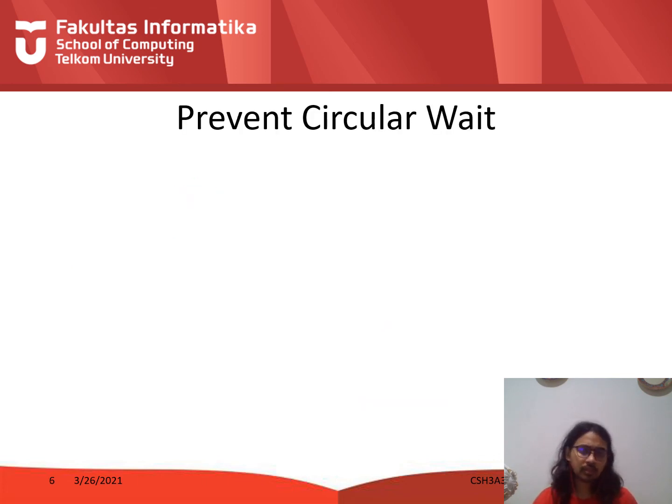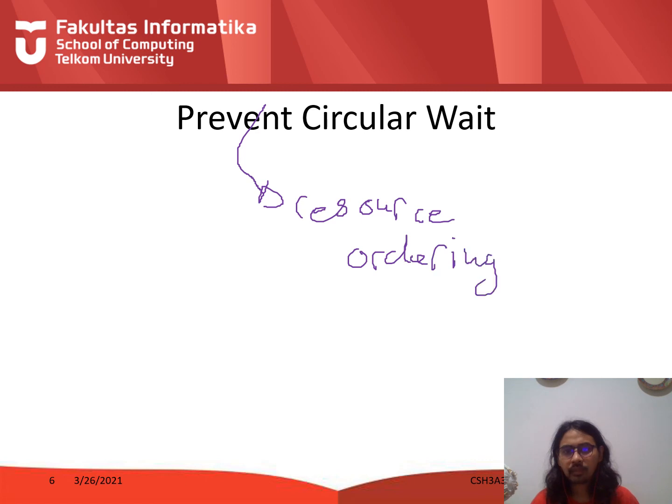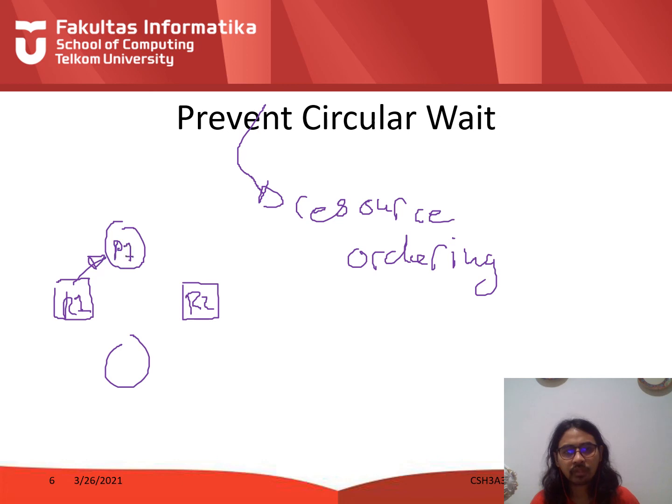And the last one is to prevent circular wait. This is done by resource ordering. For example, if we have two processes and two resources, this is resource 1 and this is resource 2. If we want resource 2, we have to have resource 1 first. So if this is held by process 1, process 2 cannot access resource 2 because it has to access resource 1 first. But this is inefficient, just like the prevention of hold and wait.